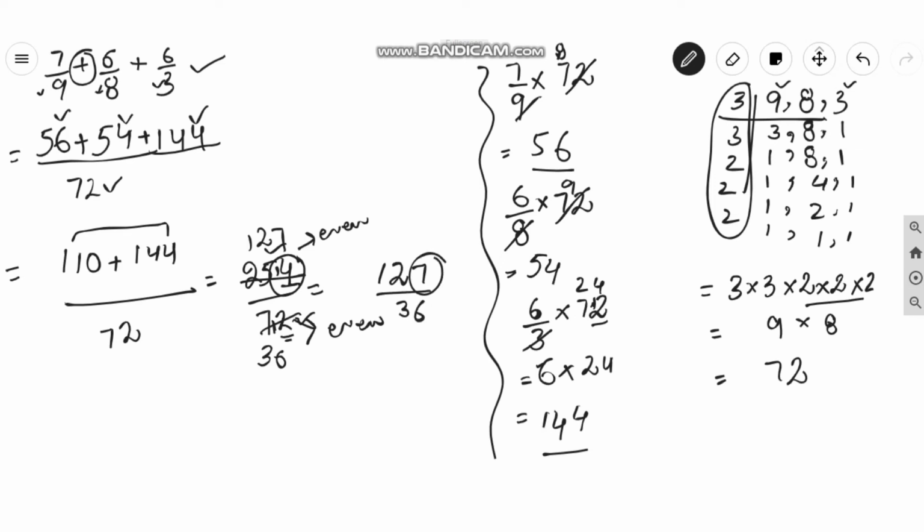Now just have a look at it. The number in the numerator is odd and the number in the denominator is even. So I think this fraction doesn't have a common factor. So you can say that your simplest and final answer is 127 by 36.